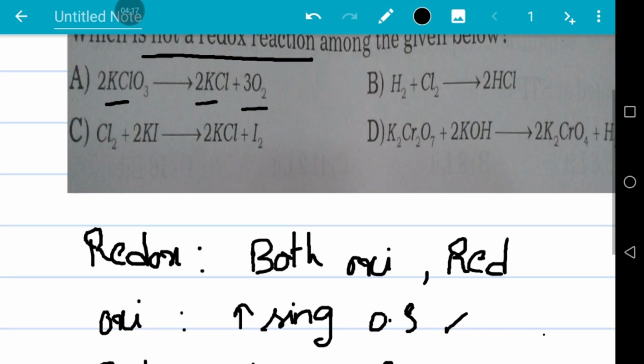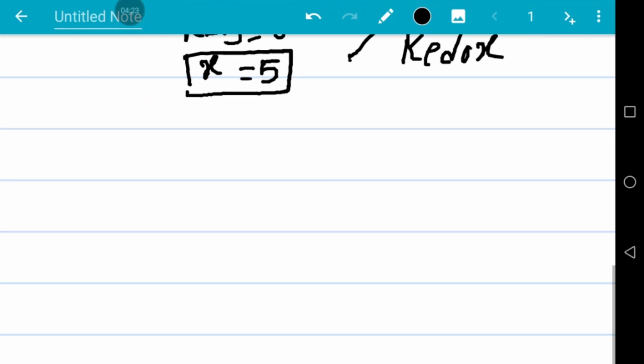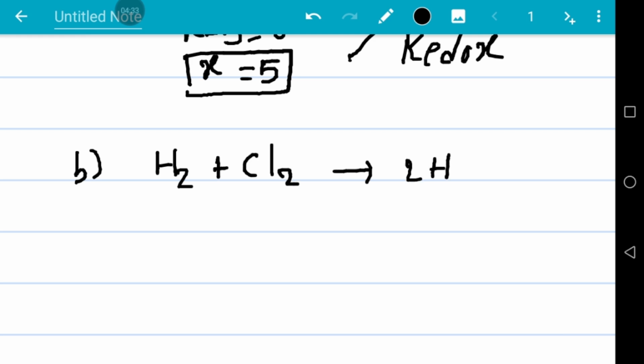Now coming to option B: H2 plus Cl2 gives rise to 2HCl. Now we have to calculate whether this is a redox reaction or not. They are asking for not a redox reaction. So in H2, what is the hydrogen oxidation state? 0, because it is in molecular state, and the chlorine oxidation state is also 0, molecular state.